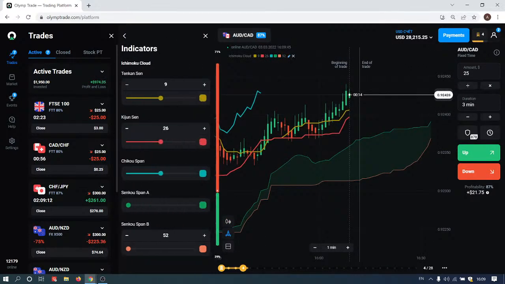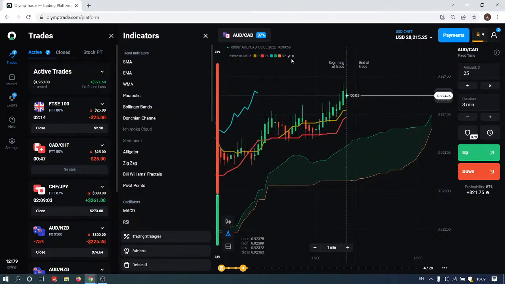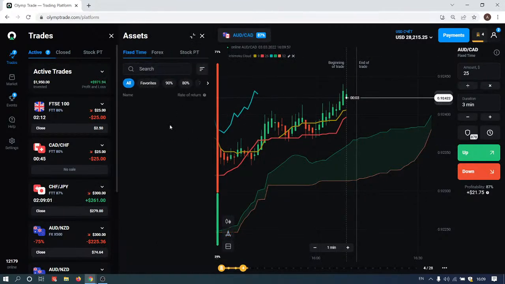I love these words. Tenkan-sen, Kijun-sen, Senkou Span. I cannot remember them. I can't memorize them all.